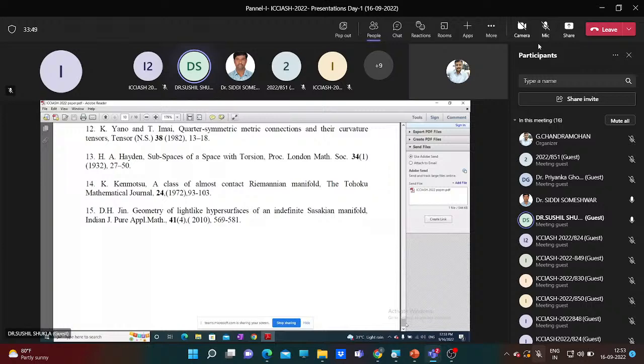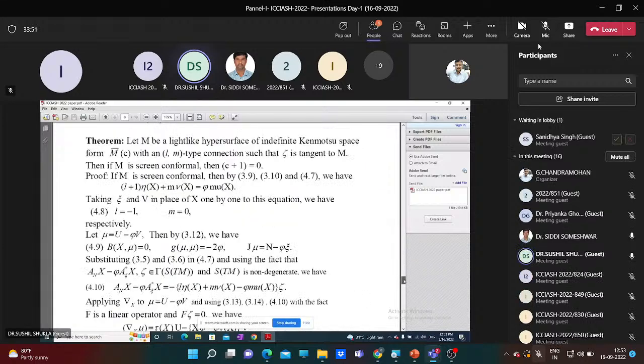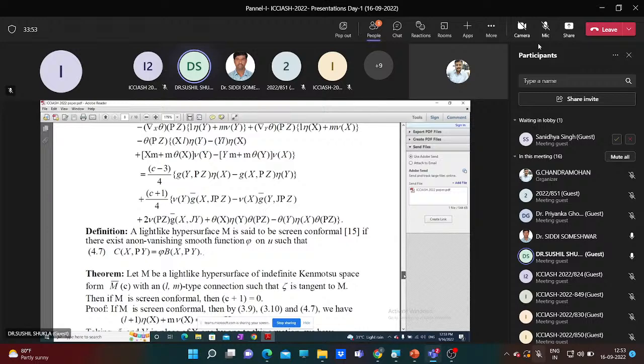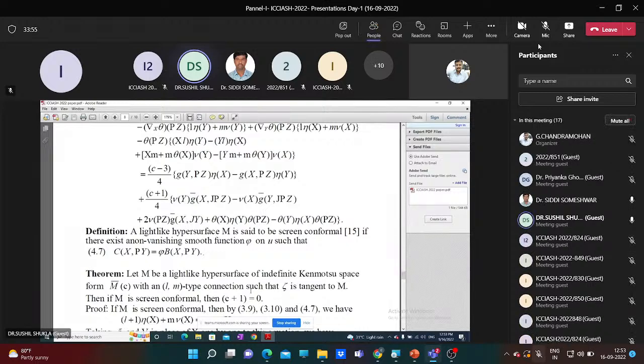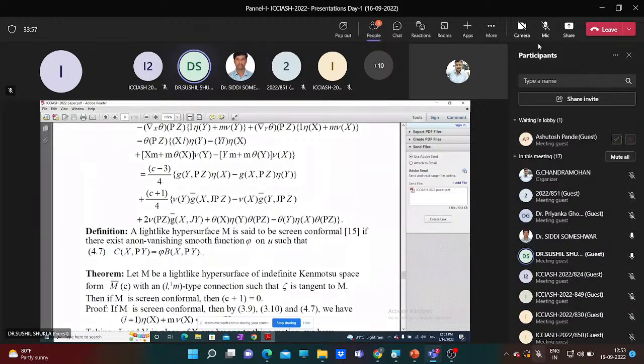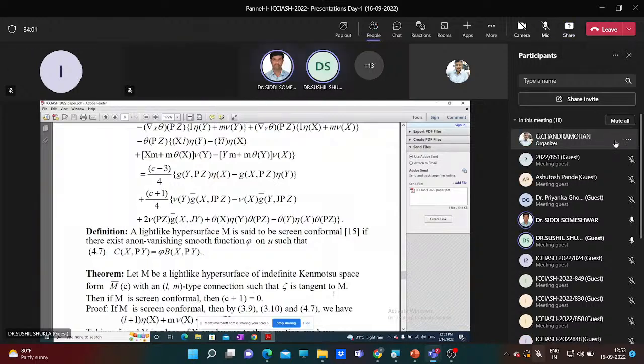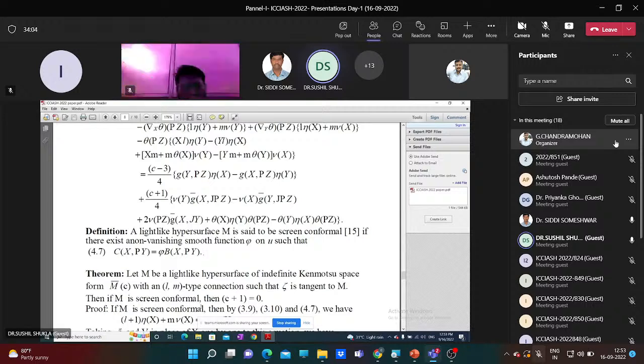Sir, C equal to minus 1. Let M be a light-like hypersurface of an indefinite Kain-Motsu space form M bar C with LM type connection. If J is tangent to M and M is screen conformal, then C plus 1 equal to 0. That is, C equal to minus 1. This is the main conclusion.